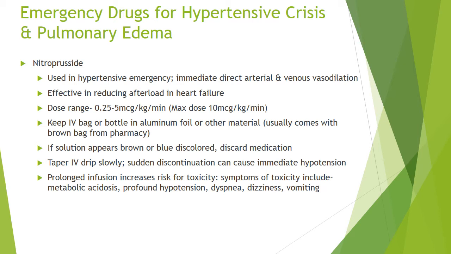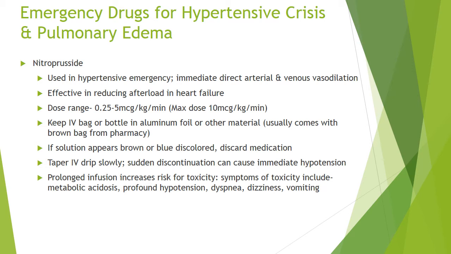Because it's a pretty potent vasodilator, when we are titrating our dose, we want to titrate it in small increments so that we don't create a severe hypotensive issue with our patients. This medication can't be exposed to light, so we want to keep the IV bag or bottle in aluminum foil, or sometimes pharmacy will send up a brown bag to cover the medication. If the solution appears brown or blue discolored, we want to make sure that we just throw it out.